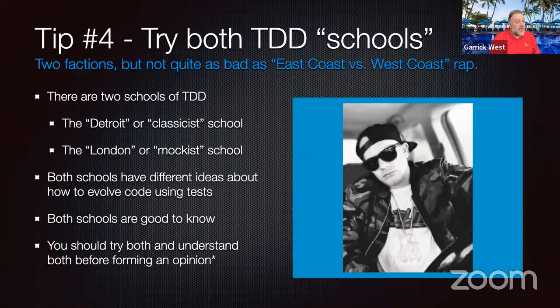The Detroit or classicist school really follows along a lot of what Kent Beck was showing and teaching in Test-Driven Development by Example. But there is an entire book on the London school. It's referred to as the Goose Book, GOOS, which is Growing Object-Oriented Software Guided by Tests. And that book really focuses on the London school, and it talks a lot about mocking and setting up dependencies.